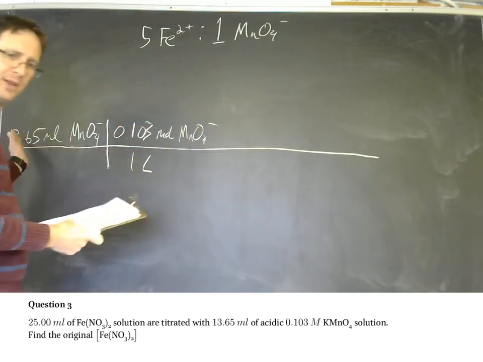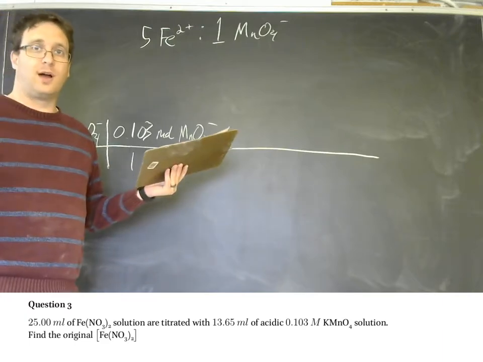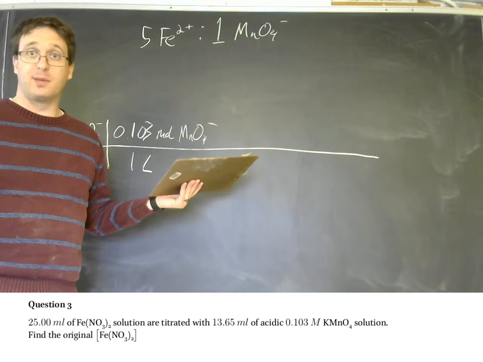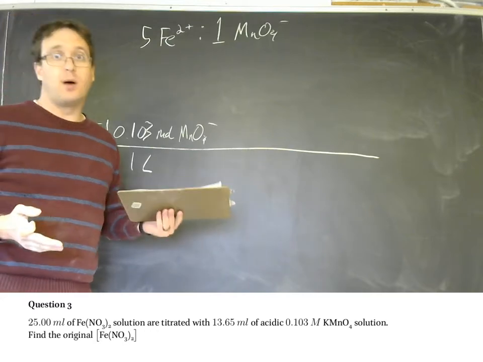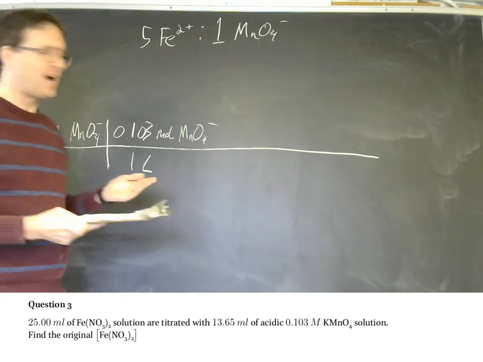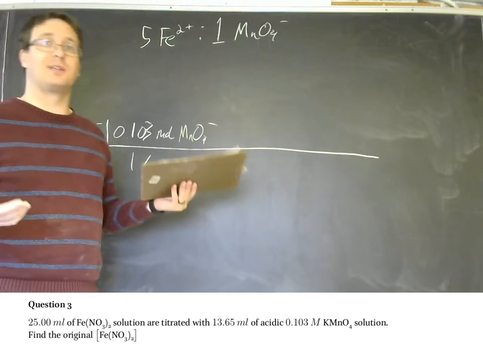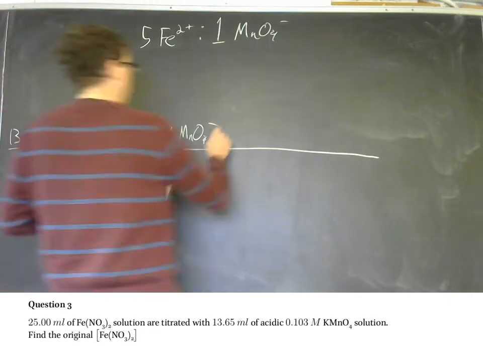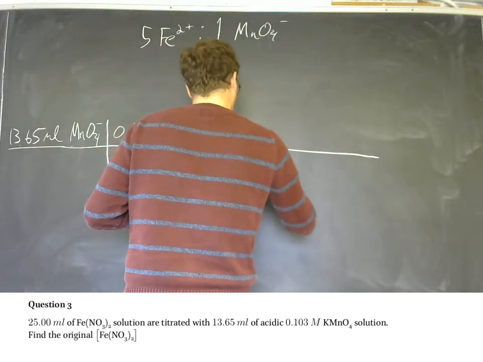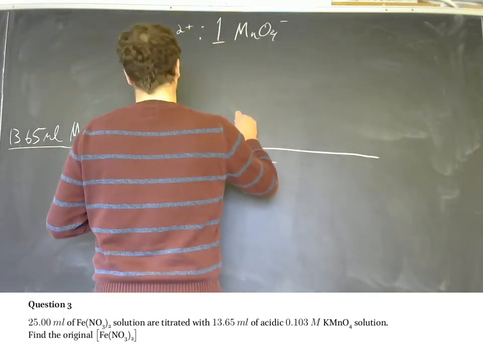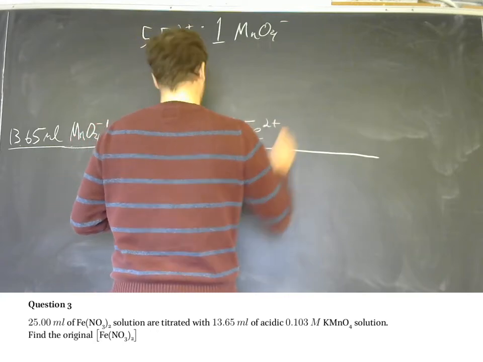Now we have milliliters here and liters there. We're going to later divide by milliliters in a way that will make it so that this is not a problem. We don't have to waste time converting your milliliters into liters for this to work. And in fact, it's much simpler if you don't. Here we'll use our ratio, that 1 MnO4 minus is going to be equated to 5 iron 2+.